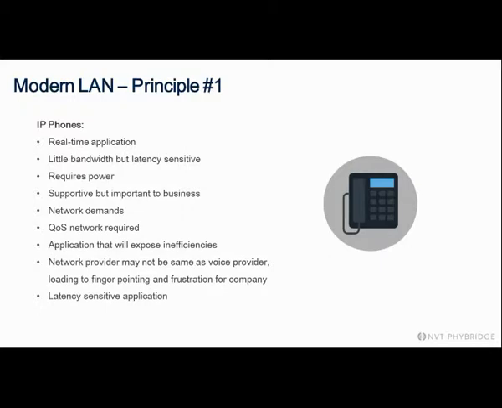So as a result, we need to understand the characteristics of that phone. It's real-time. It's little bandwidth, 100K gets you enough bandwidth to support voice, but it's latency sensitive. If I have an issue with those packets traveling, business stops, because if I can't understand you on the other end of the line, I have major issues. You also have power requirements, and that endpoint is supportive to your business, but very important to making your business happen. There are significant network demands, because an inefficient network will be exposed given this real-time application requirement, which leads to quality of service. Also, the application exposes the inefficiencies, as mentioned.